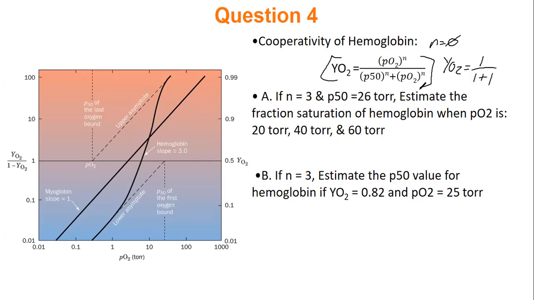So Hill coefficients can only be greater than 0. They can only be positive too. That's the reason why they can't be 0. If it's 0, you're looking at a phenomenon that doesn't exist.